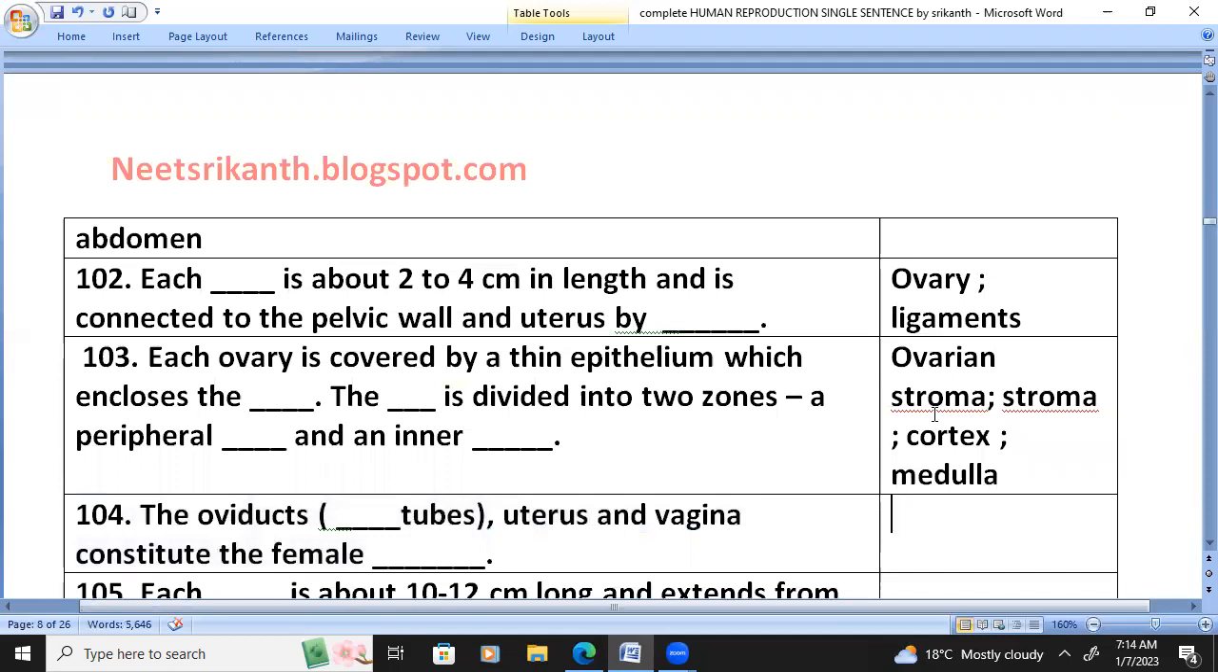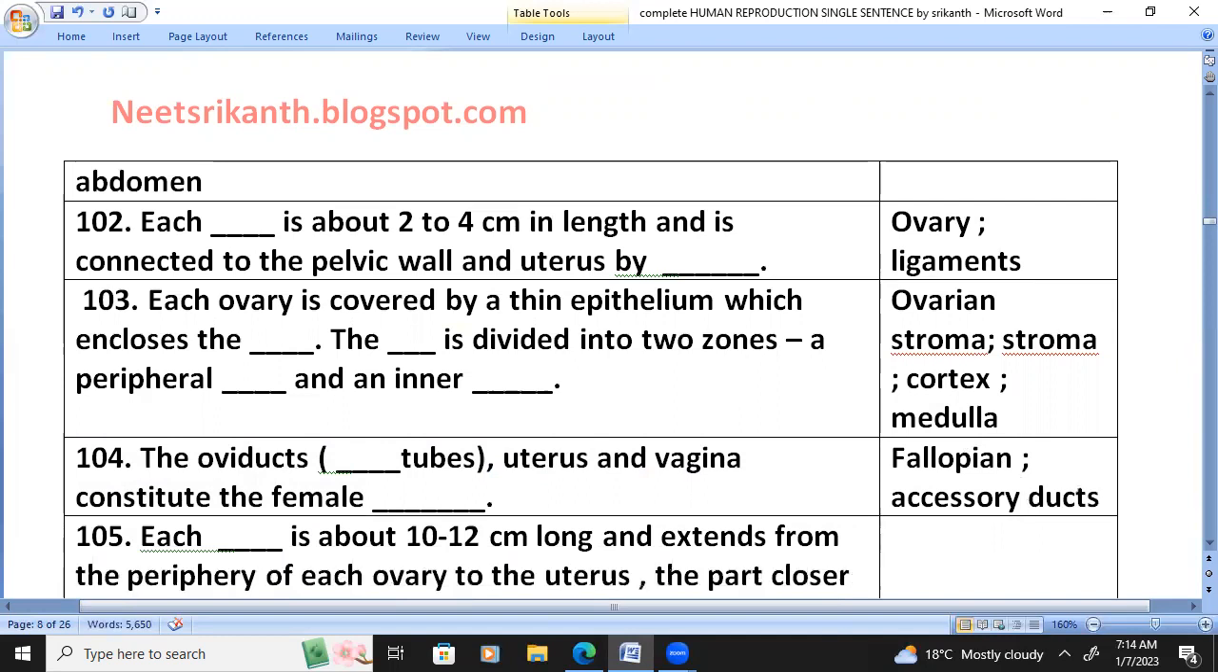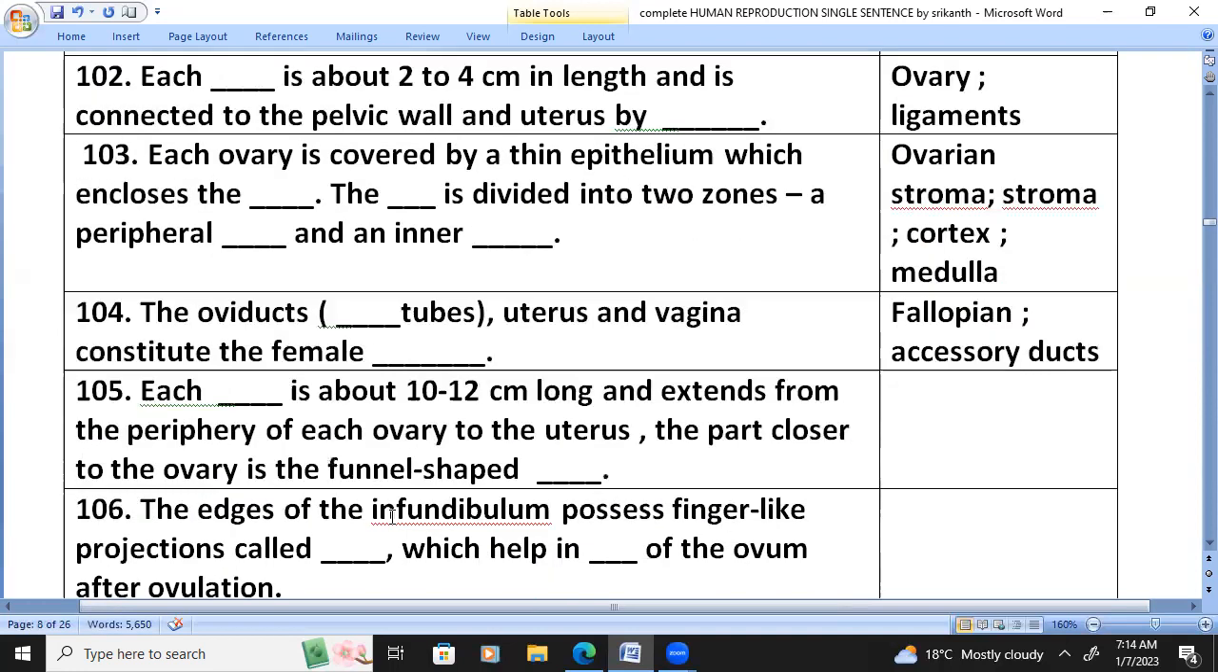The oviducts are the fallopian tubes, as we say. Oviduct or fallopian tube, uterus, and vagina constitute the female accessory ducts.